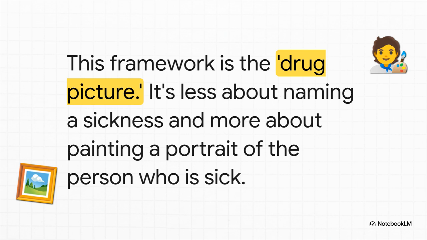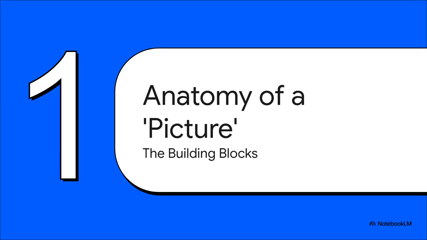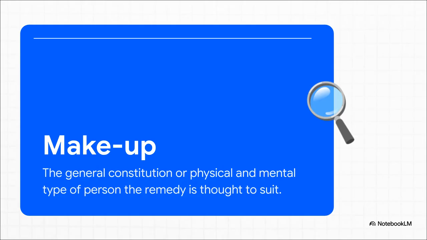So how do they actually paint this picture? Let's take a look. Okay, so a drug picture isn't just one thing. It's actually built from a few key components. Let's look at the building blocks that make up one of these profiles. First up is what's called the makeup. You can think of this as the foundation, the general constitution of the person. Are they physically robust or more slender? Is their personality generally irritable, or are they pretty calm? It's really the broad stroke sketch of the individual.